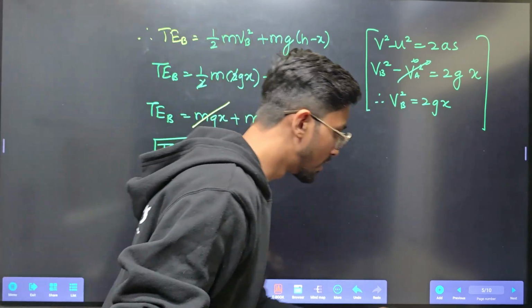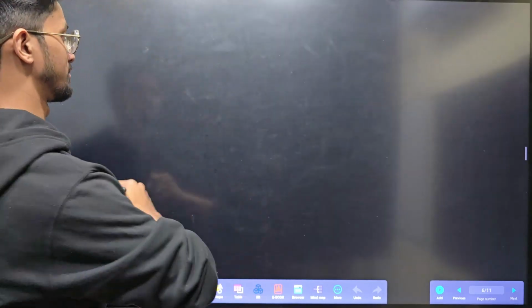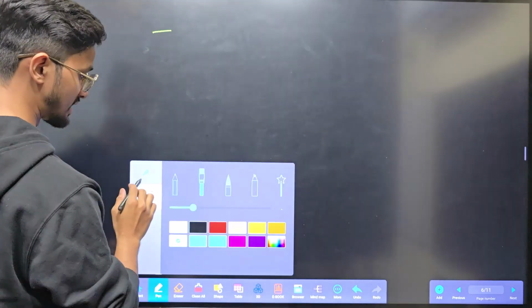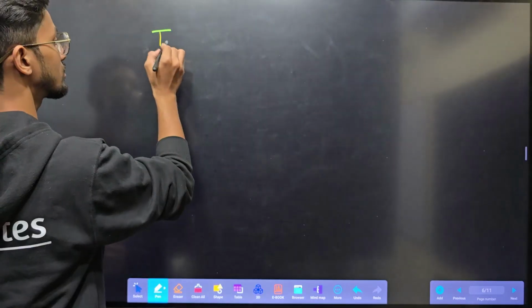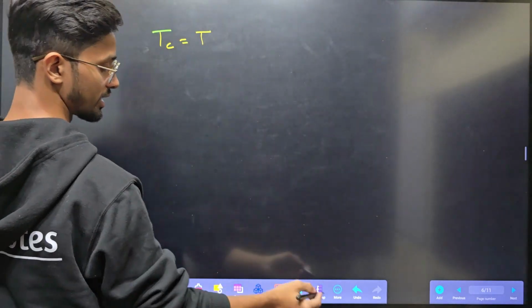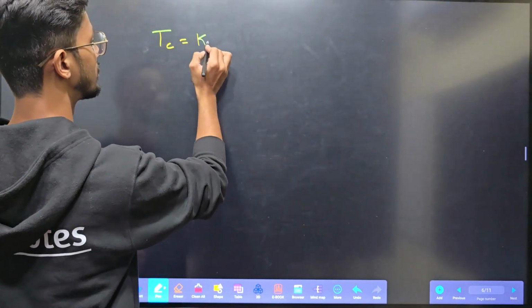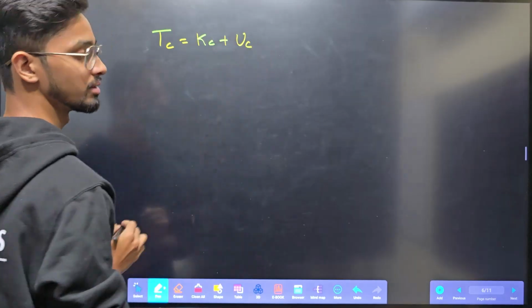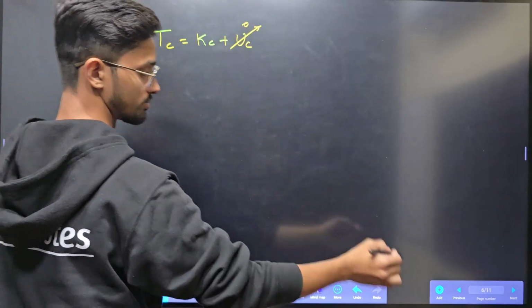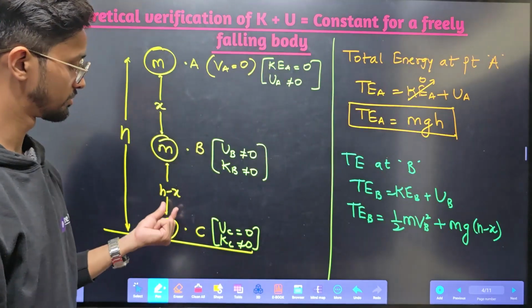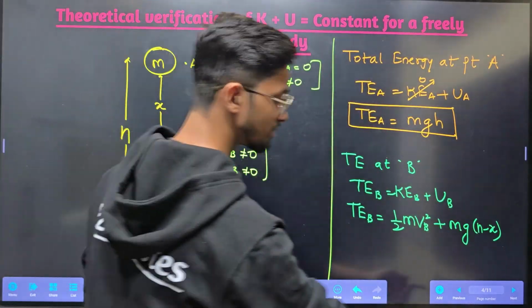Done. Now we'll talk about total energy at C. So total energy at C will be equal to kinetic energy at C plus potential energy at C. Potential energy at C is 0, as we have mentioned here, but kinetic energy will be there.